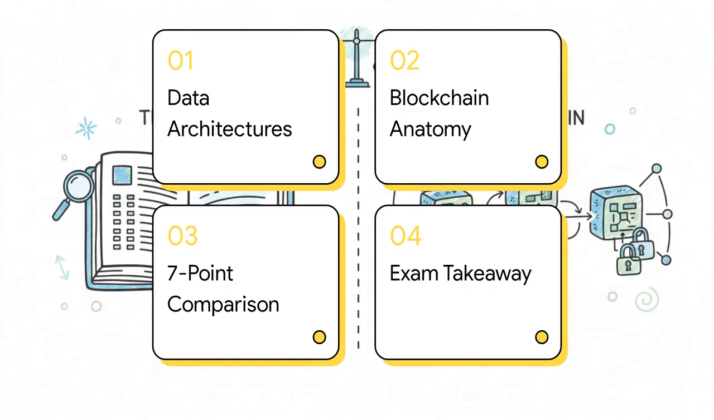All right, to really nail this down, here's our game plan. First, we'll look at the two big-picture data architectures. Then, we're going to zoom right in on the anatomy of a blockchain itself. After that, we'll put them head-to-head in a detailed 7-point comparison. And finally, we'll wrap it all up with the key takeaways you'll definitely want to have in your back pocket for your exam. So, let's start at the top with the big picture, the two fundamental data architectures.